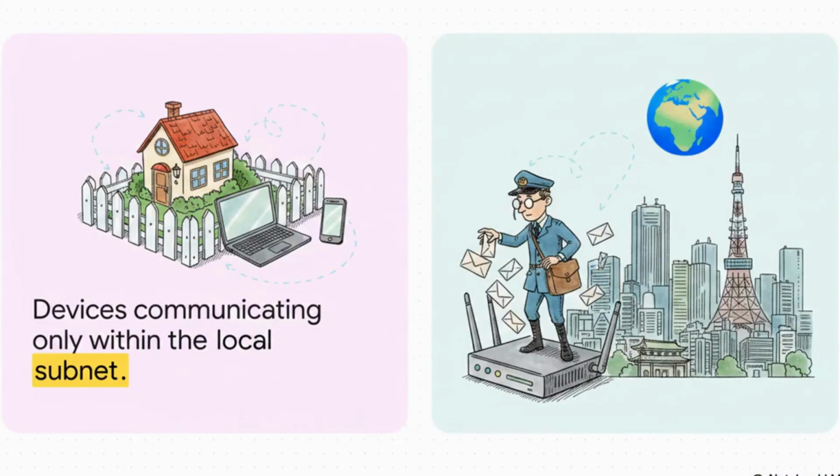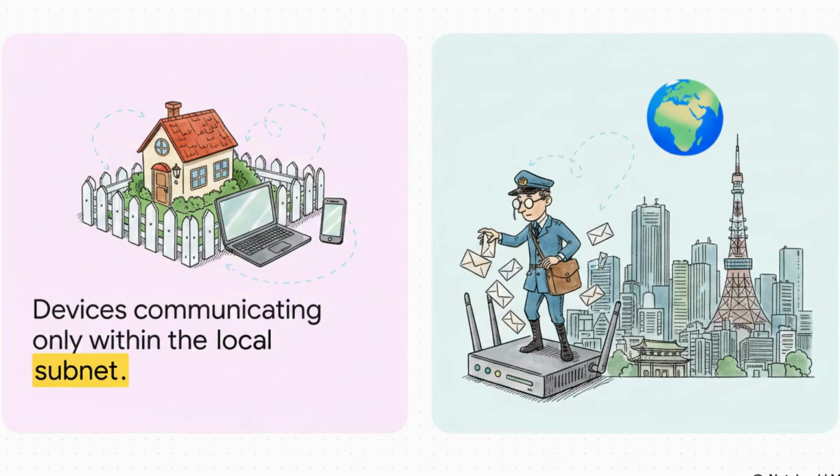So we have two completely distinct worlds here. On one side is your local subnet. Think of this like your local neighborhood. Your devices can talk directly to each other, kind of like literally shouting across the room to a neighbor. But external networks, the vast global internet, those are entirely different beasts.